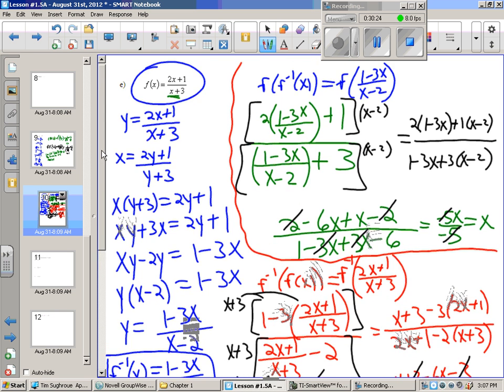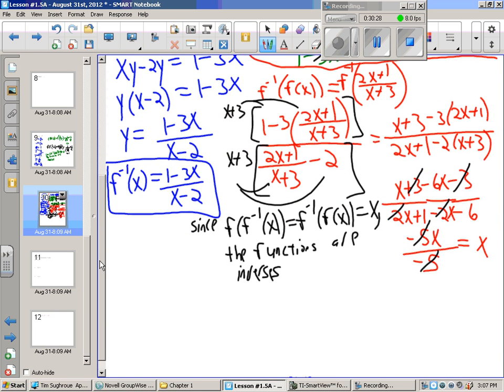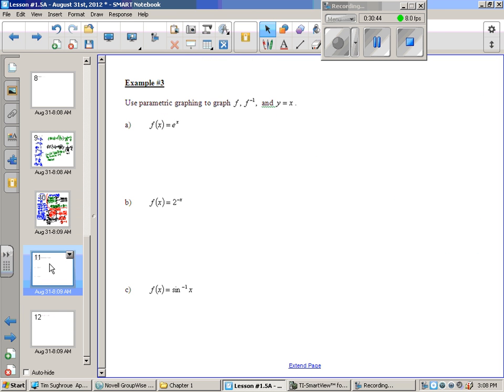It's a lot of work on this, but it is great practice for that extra algebraic type work that we need to be able to do. What students have really struggled with a little bit the last couple of years are the heavy algebraically intensive problems. We've got to make sure that our algebra is solid. When we're doing these problems right here, use parametric mode to graph these, the function, and then its inverse.